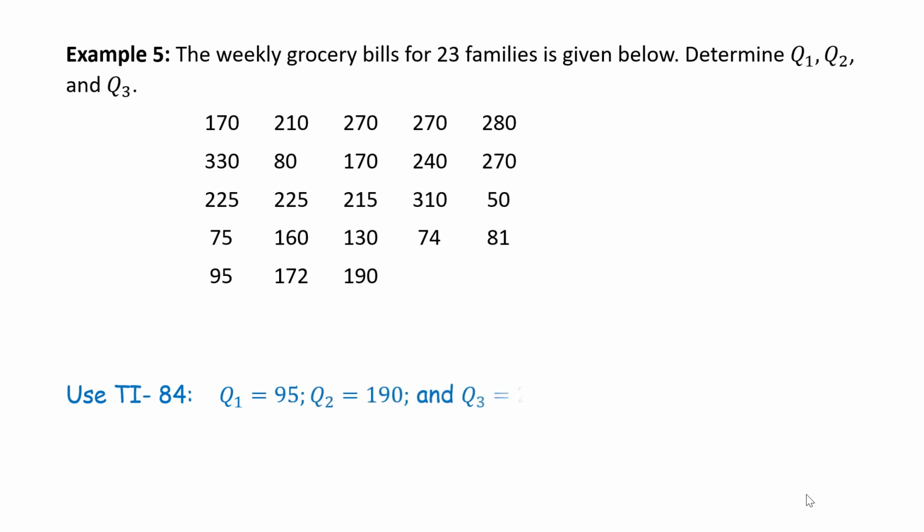Q1, or the first quartile, is 95. Q2, as displayed on your calculator, is the median, which is 190, and Q3 is 270.